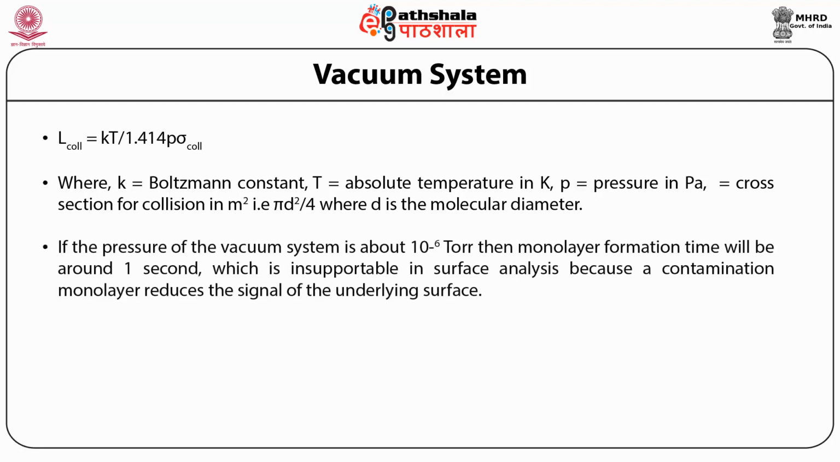At a pressure of 5 into 10 to the power minus 5 torr, mean free path for air at 20 degrees C is about 2 meter, and therefore sufficient to meet the above condition. If the pressure of the vacuum system is about 10 to the power minus 6 torr, then monolayer formation time will be around 1 second, which is unsupportable in surface analysis because a contamination monolayer reduces the signal of the underlying source, and this time period is very short compared to that required for a typical specimen acquisition.